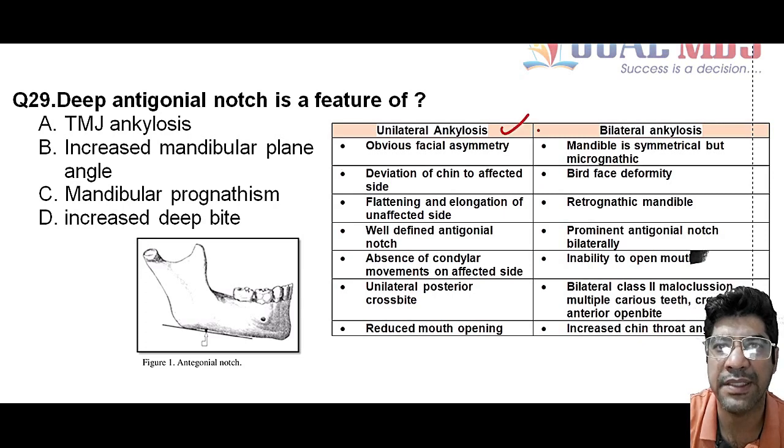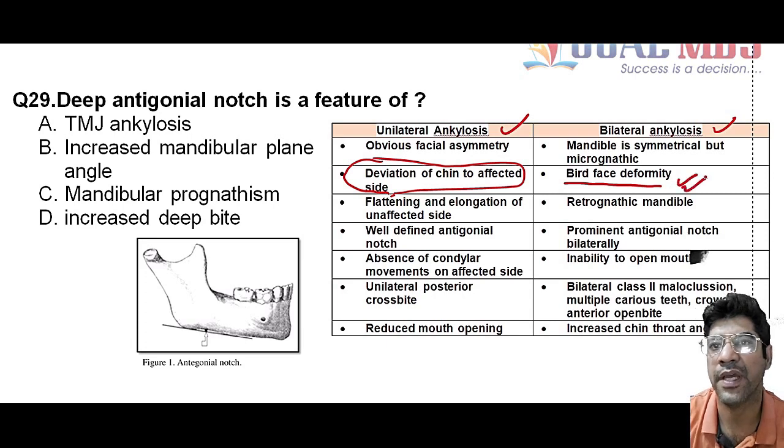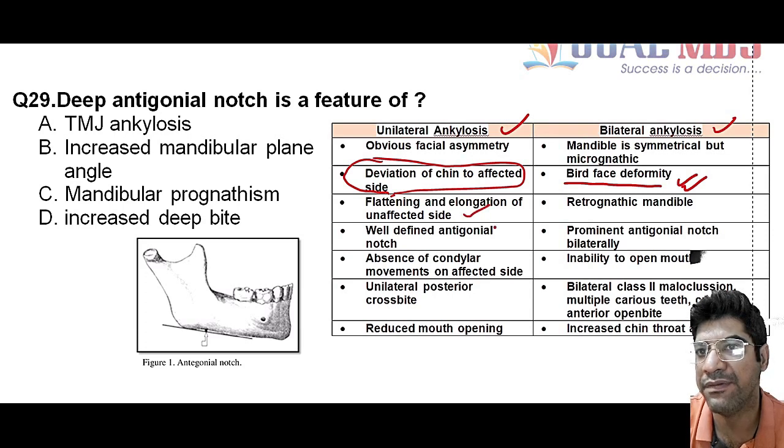Deep antegonial notch is a feature of TMJ ankylosis. So this is the difference between unilateral ankylosis and bilateral ankylosis. A very important question, and very important to know that in unilateral there is deviation of the chin to the affected side, and bird face deformity is seen in bilateral TMJ ankylosis. So remember all these differences between unilateral and bilateral ankylosis.